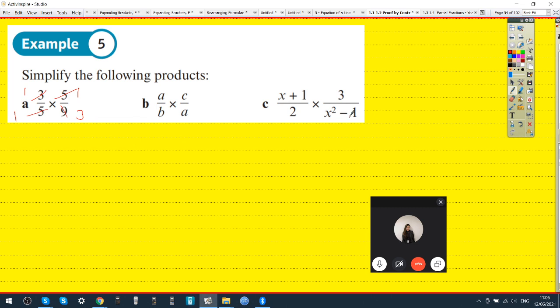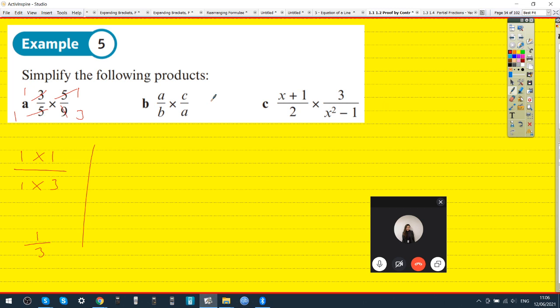So you can just make it 1 over 9 and 3 over 1, or just 3. And so I can simplify. You get the same answer, but you can divide first. So anyway, you can do that for part B.